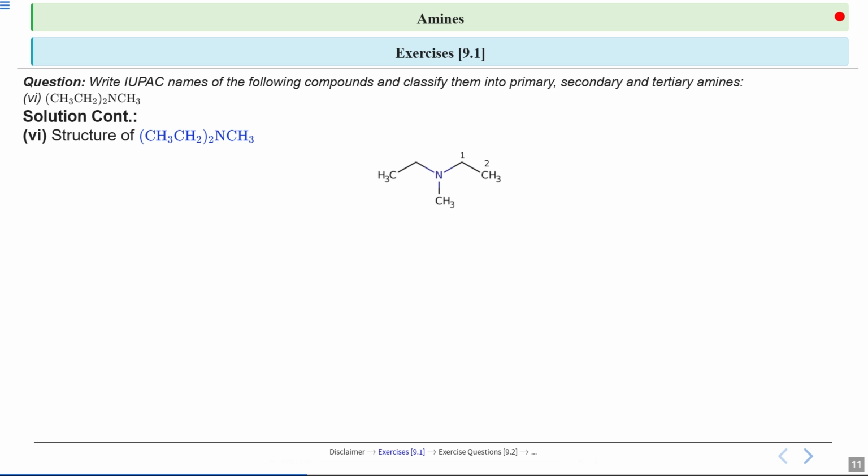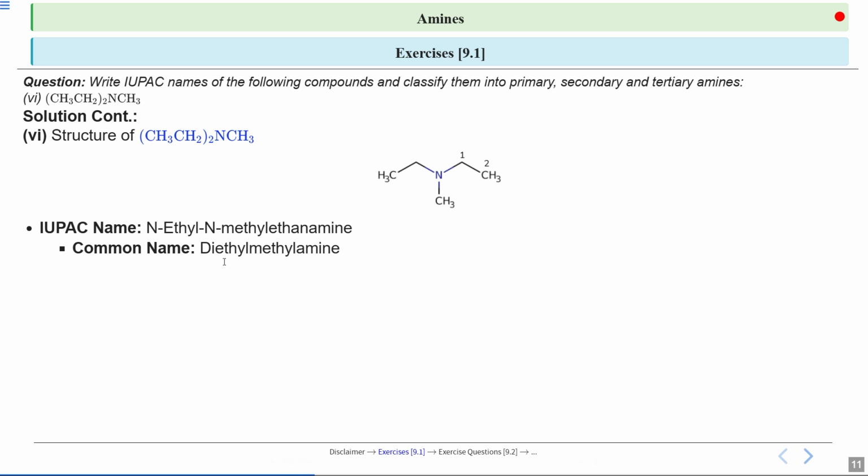Now which will come first? We will follow alphabetical order. Since E comes first, then M, we will write N-ethyl-N-methylethanamine. We replace the E of ethane by amine. So this is the IUPAC name.